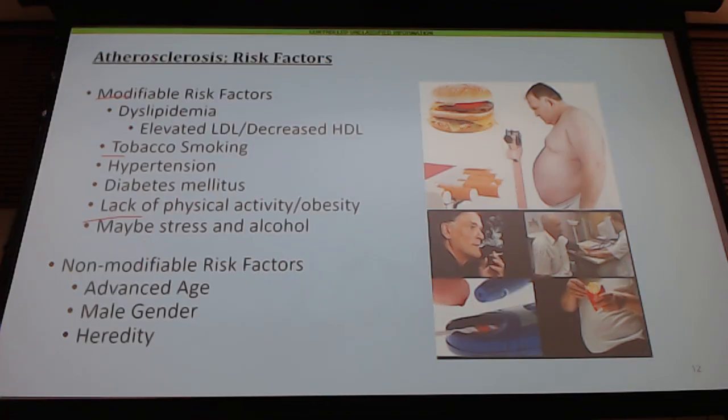But then there are the non-modifiable things, so things that we can't change. So advanced age, we all are getting older every second, right? The older you are, the more likely you're going to have this condition, because this is a condition that develops chronically over time. Rarely do you ever see a 1-year-old or a 2-year-old have this condition. And I'd say rarely meaning you never see it, right? But if you look at your 70-year-olds, your 80-year-olds, your 90-year-olds, you're getting close to 60, 70, 80% of your patients are going to have some form of atherosclerosis.